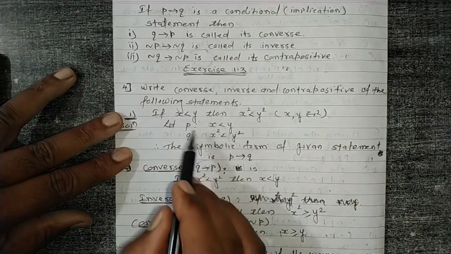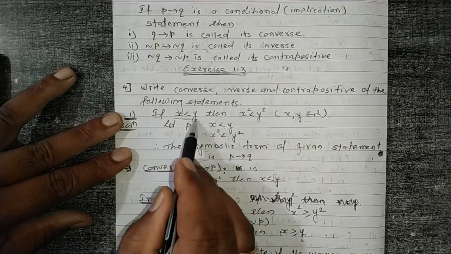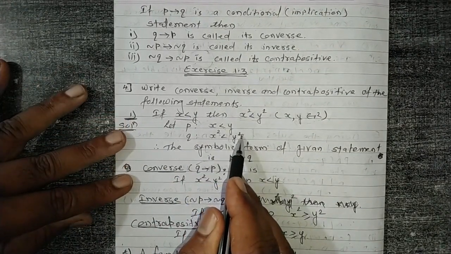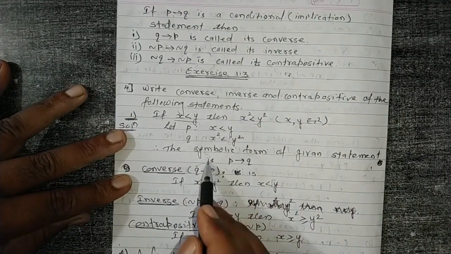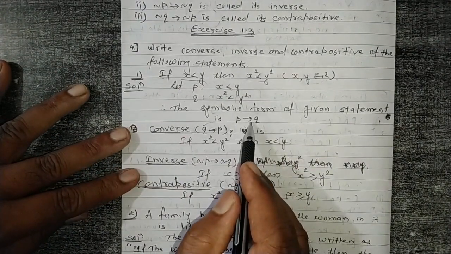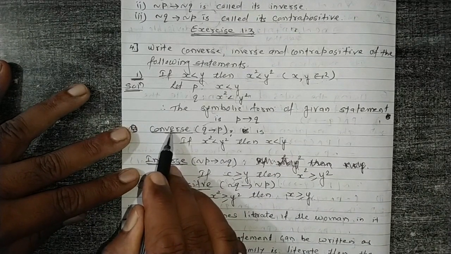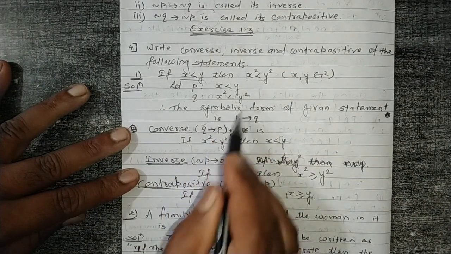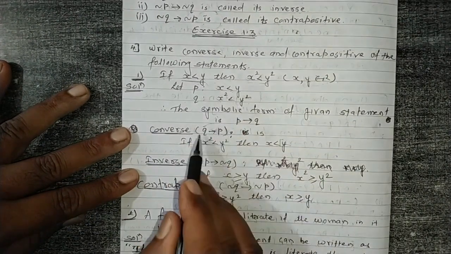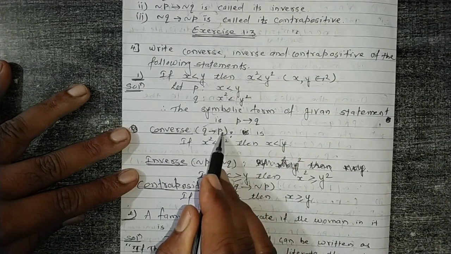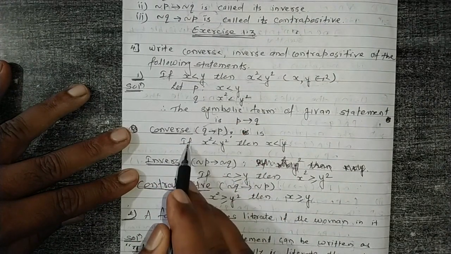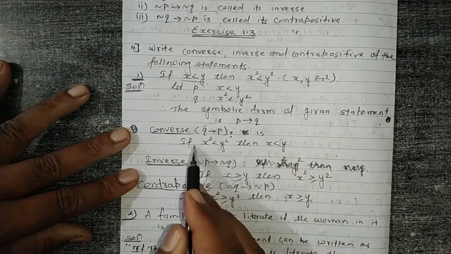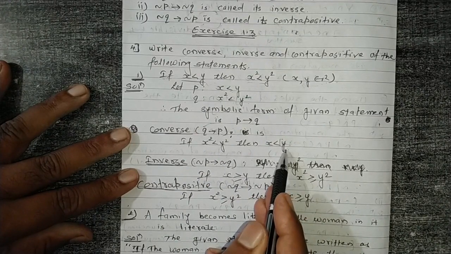First we can consider P and Q. Let P stand for x less than y and Q stand for x square less than y square. Therefore the symbolic form of the given statement is P conditional Q. Now first we can write its converse. Converse means Q conditional P. Here Q is x square less than y square and P is x less than y. Therefore the converse of the given statement can be written as, if x square less than y square, then x less than y. This is the converse of the given statement.